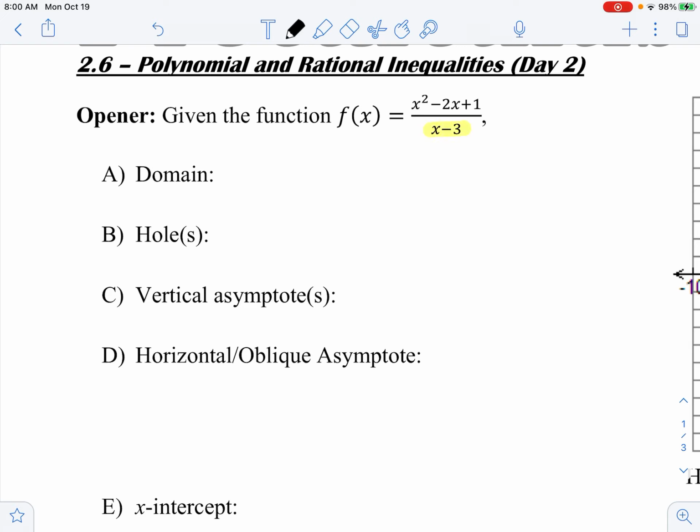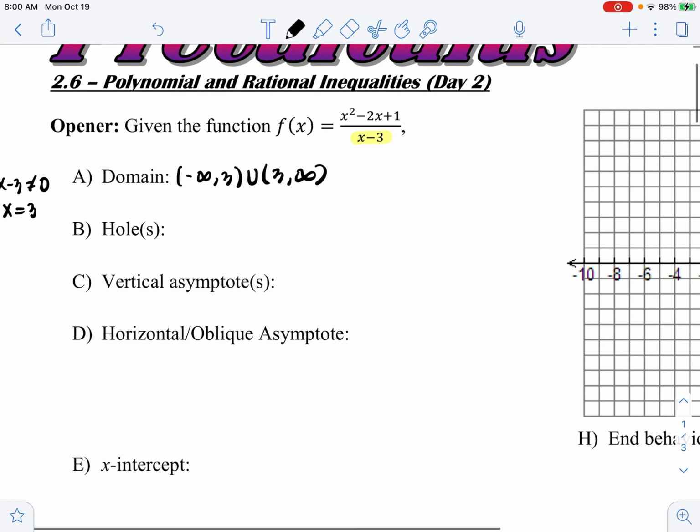So I say I need my domain first. Are there any restrictions? There's a denominator, and denominators can't be 0. So I'm going to say x minus 3 can't be 0, so x cannot be 3. So my domain is negative infinity to 3, union 3 to infinity. So all numbers less than 3, all numbers greater than 3.